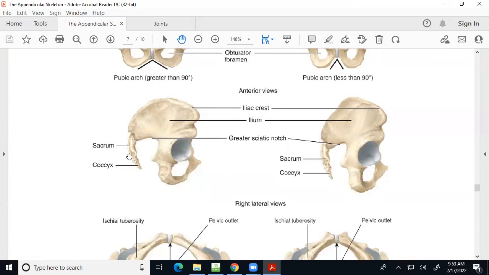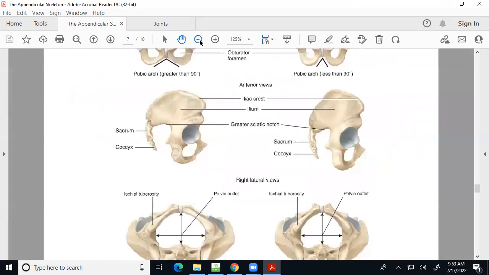And the sacrum and the coccyx actually tilt more backwards in women than they do in men. So that opens things up a little bit more and makes childbirth more possible.